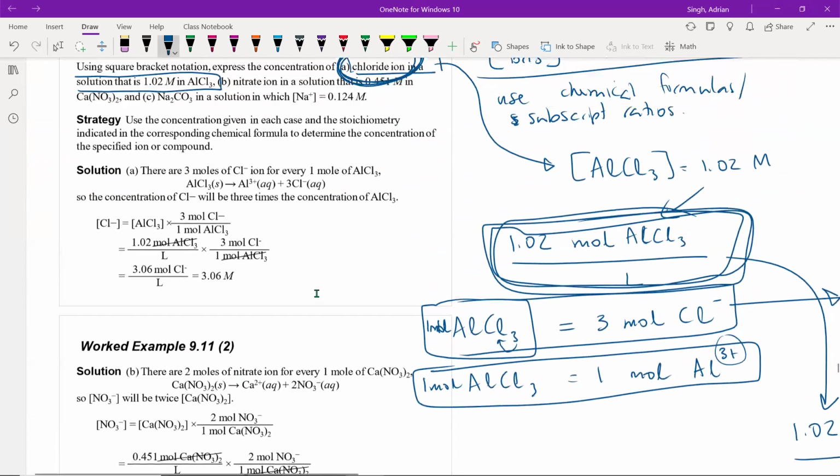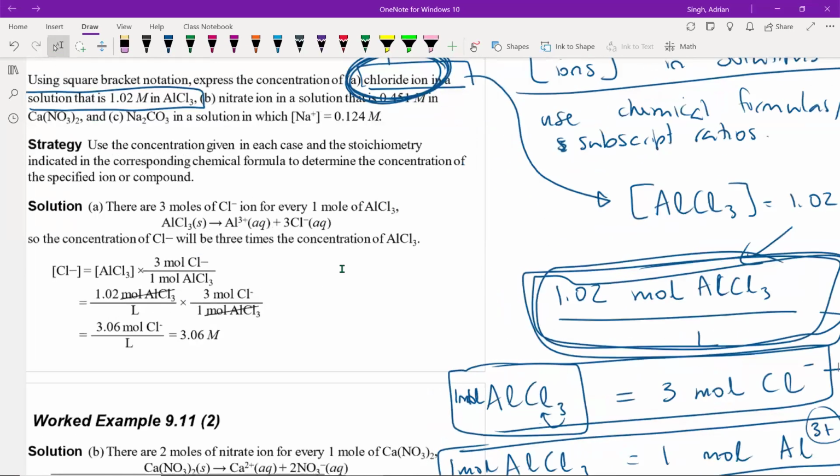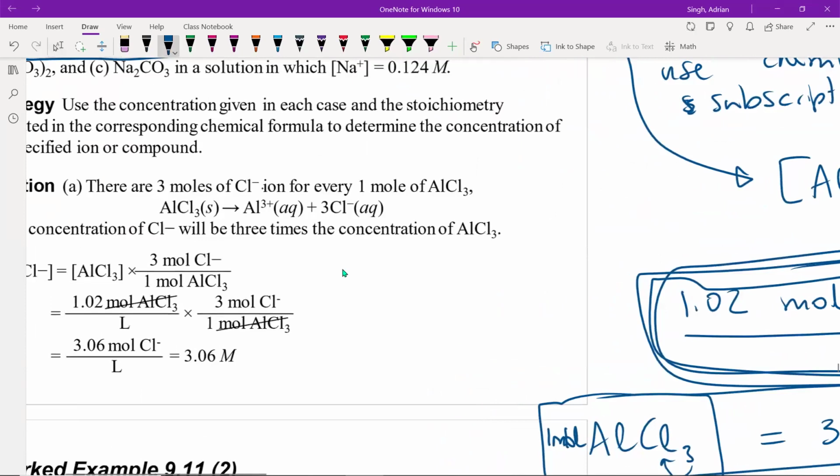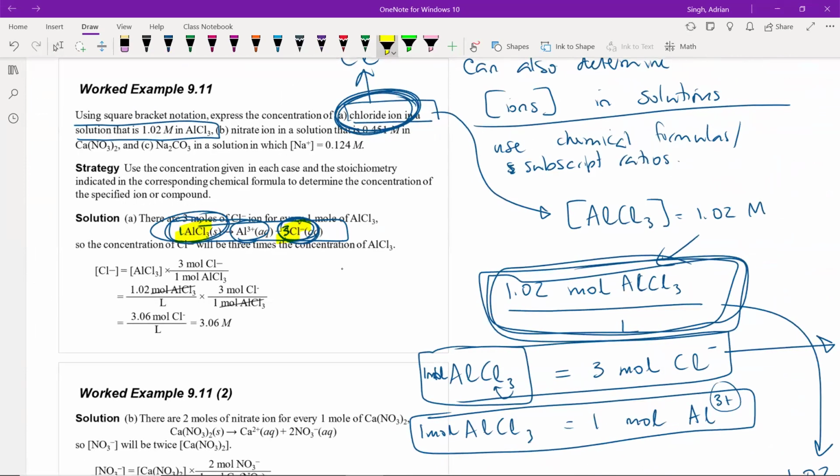So we want to think about the ions that are present, and again, we can figure that out just based on the chemical formula. For example, aluminum chloride is made up of the aluminum ion, and we have to have 3 of the chlorides. So there's a 1-to-3 mole ratio between the thing that we're given, which is the aluminum chloride, and the thing that we want, which is just the chloride ion. So we can calculate concentrations of specific species, in this case ions, in that solution.